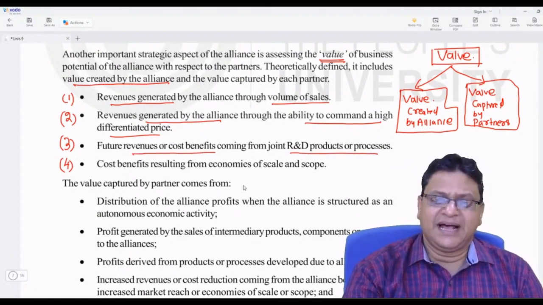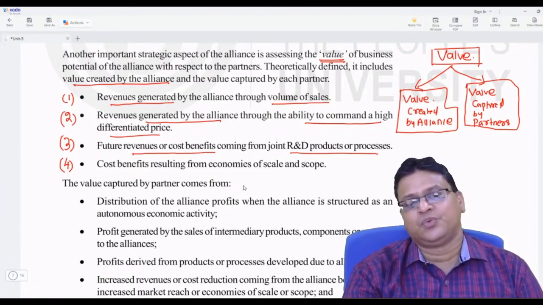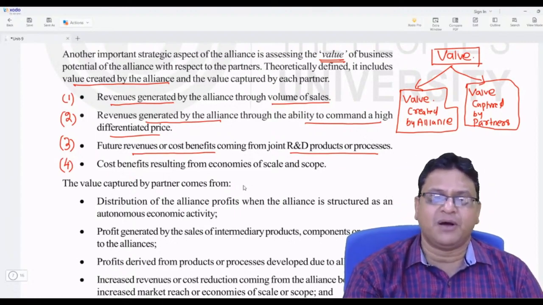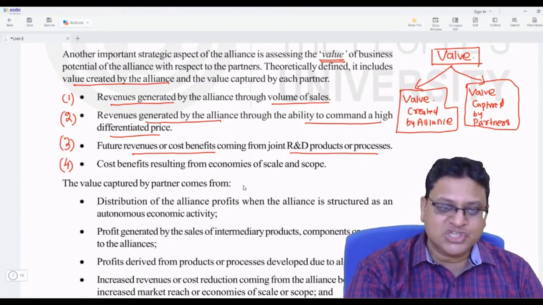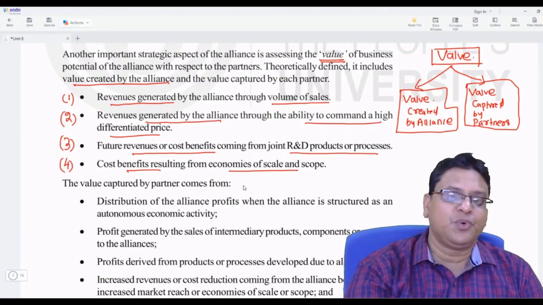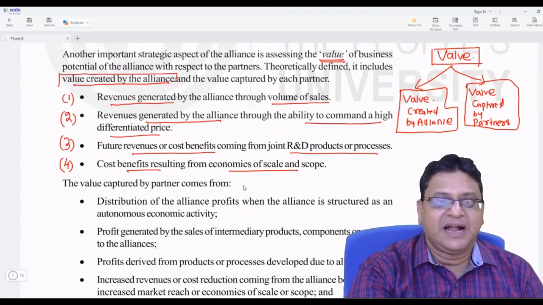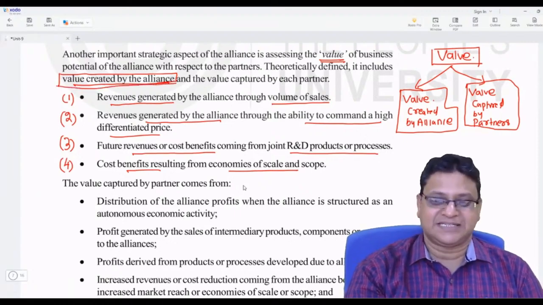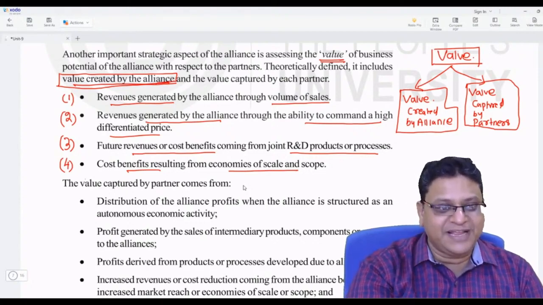If you get R&D benefits, your future revenue will increase and future cost will come down. This is value created by alliance. And cost benefit resulting from economies of scale. If you do an alliance, you will get the benefit of economies of scale, and all these four are value created by an alliance. Then next we will discuss value captured by an alliance.